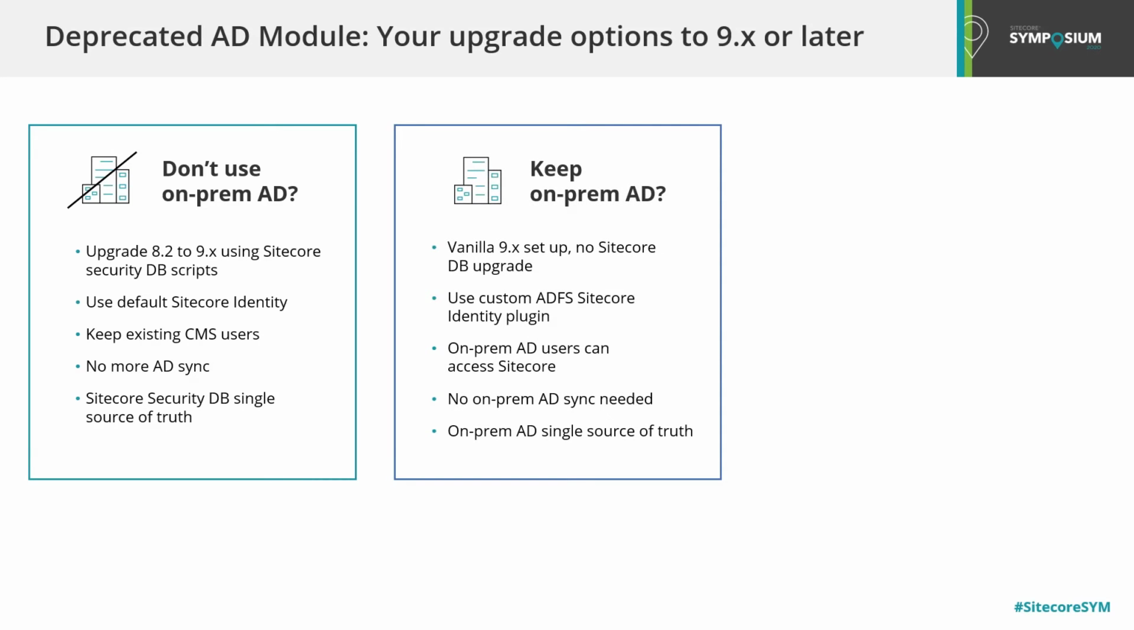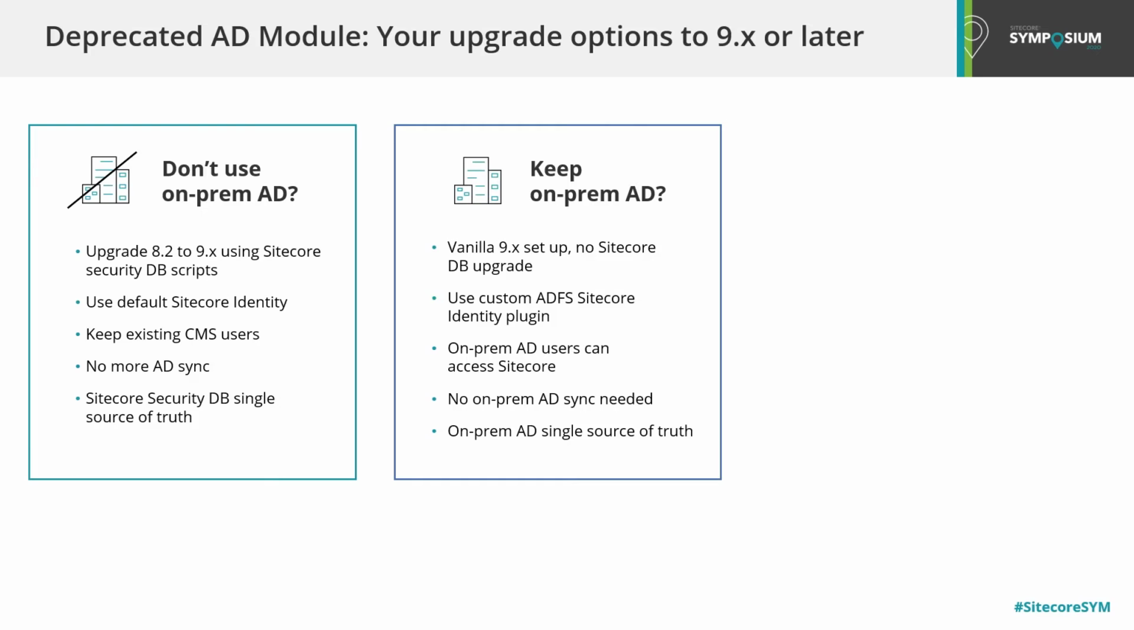Now, let's look at the next option we have. Keep on-premises AD. If you choose to keep your on-premises AD with your Sitecore instance, then you will need to make it work with the latest Sitecore 9.3 or version 10. To achieve this, you will need to do a vanilla 9.3 or version 10 installation. No Sitecore security database upgrade is necessary in this scenario.